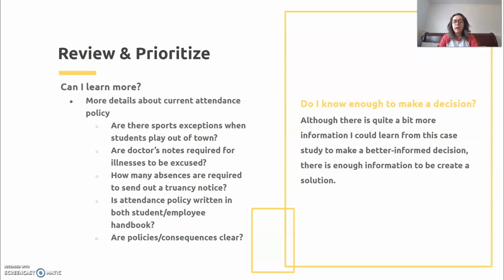Again, still with reviewing and prioritizing, can I learn more? I could use more details about the current attendance policy before making a decision. Are there sports exceptions when students play out of town? This might play a big role in our quarterback. Are doctor's notes required for illnesses to be excused? How many absences are required to send out a truancy notice? Is the attendance policy written clearly in both the student and employee handbook? And are policies and consequences clear to both staff and students?